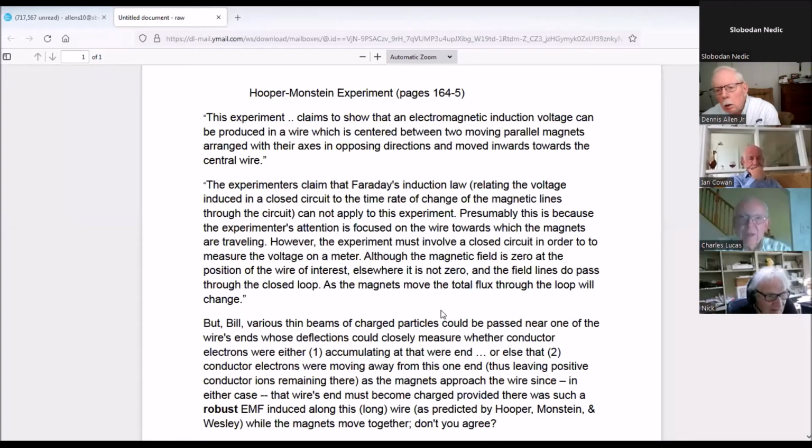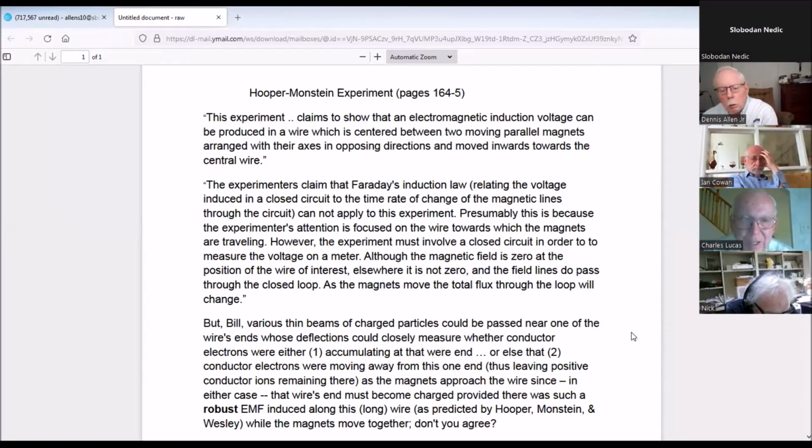I've got a question for you, Bill. Let me see if I can bring it up on the screen. Okay, I see. Hooper-Monstein experiment. Pages 164, 165 of your first edition. So the first 2 paragraphs are quoting you. Okay, you're asking a question about that. Yeah, specifically the 3rd paragraph.